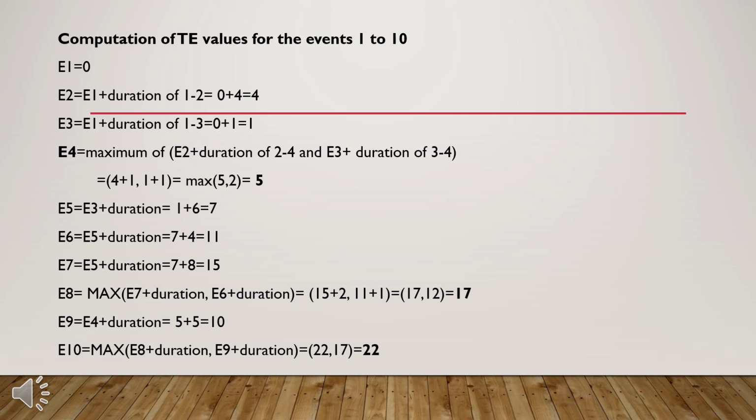E5 equals E3 plus duration, equals 1 plus 6, equals 7. E6 equals E5 plus duration, equals 7 plus 4, equals 11. E7 equals E5 plus duration, equals 7 plus 8, equals 15. E8 equals max of E7 plus duration, E6 plus duration, equals 15 plus 2, 11 plus 1, equals 17, 12, equals 17. E9 equals E4 plus duration, equals 5 plus 5, equals 10. E10 equals max of E8 plus duration, E9 plus duration, equals 22, 17, equals 22.